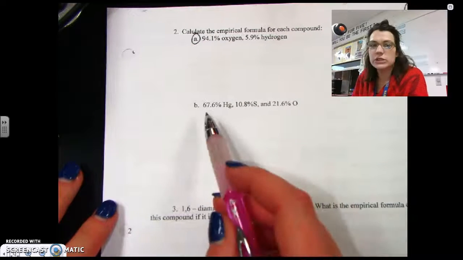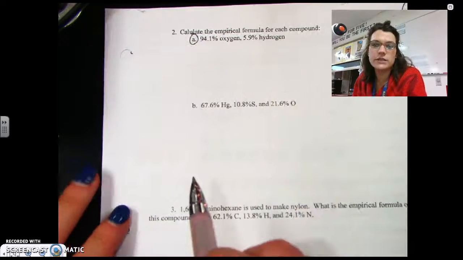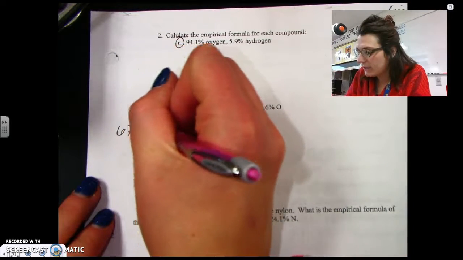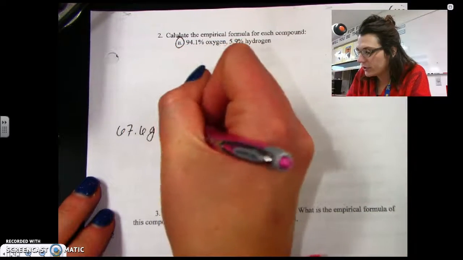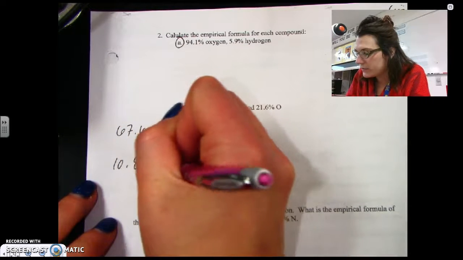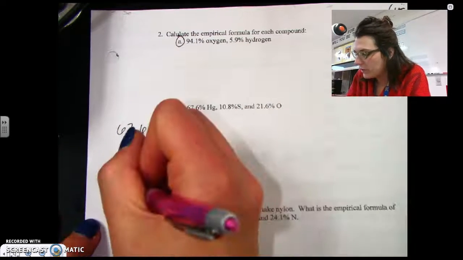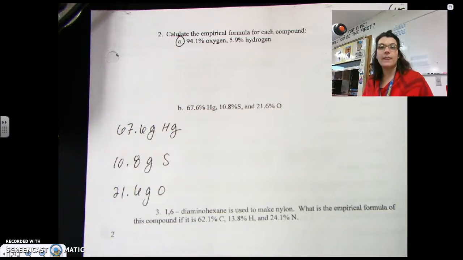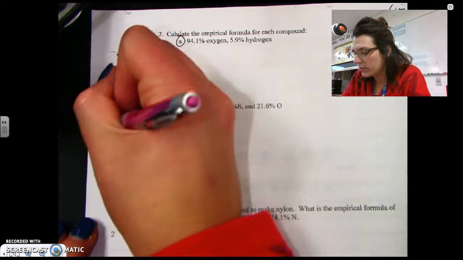Okay, so percent to gram. I'm going to drop the percentage and change it to a gram. So I'm going to say 67.6 grams of mercury, 10.8 grams of sulfur, 21.6 grams of oxygen. Okay, grams then gets converted into moles, so I'm going to say question mark moles of mercury.